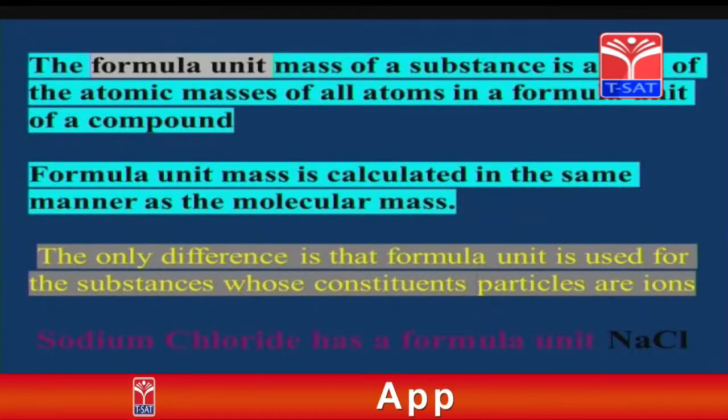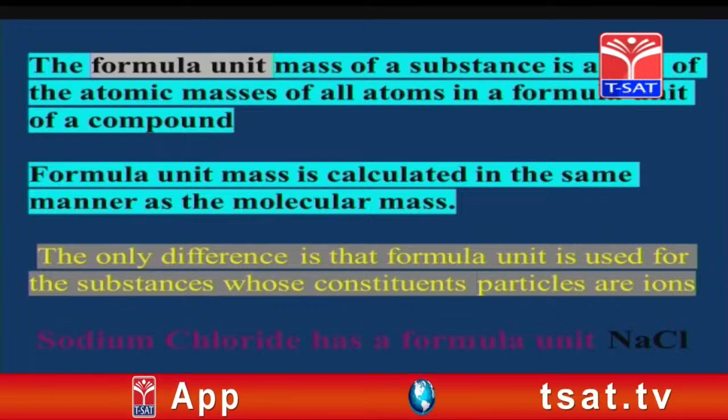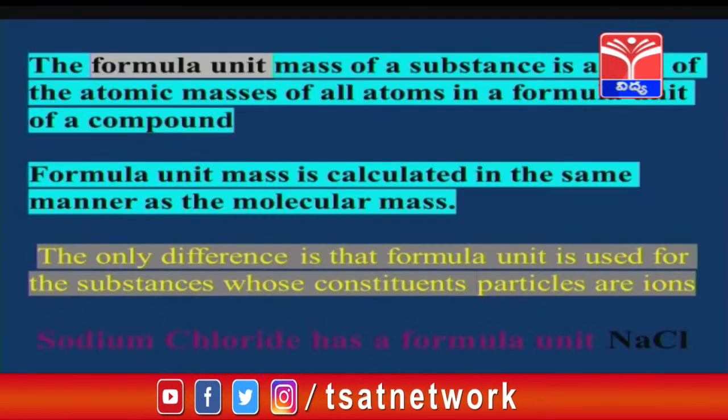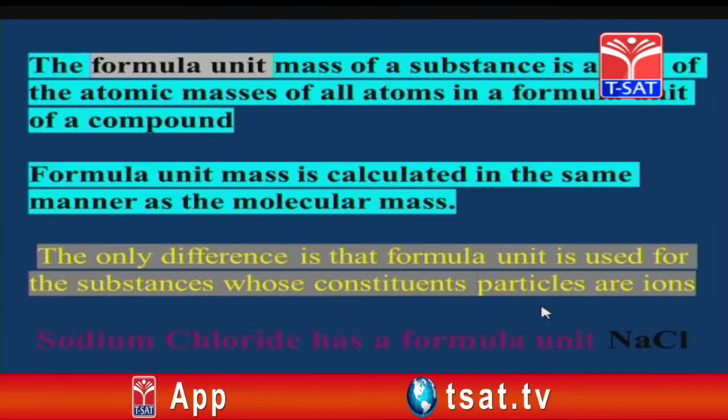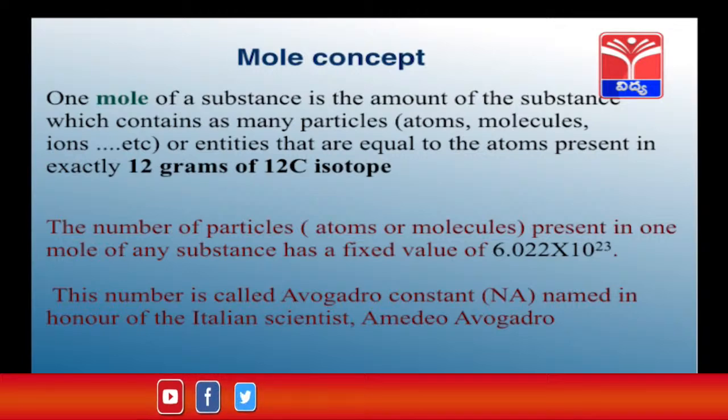Formula unit mass is only applicable for the ionic compounds. When 2 kinds of oppositely charged ions combine with each other, they form ionic compounds. In that case only we can apply the formula unit mass. So, the only difference is that the formula unit is used for the substances whose constituent particles are ions. Example: sodium chloride.